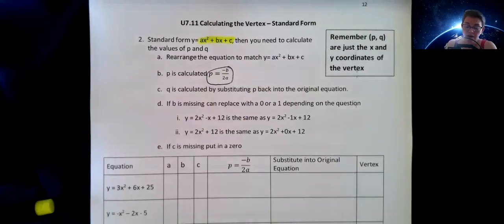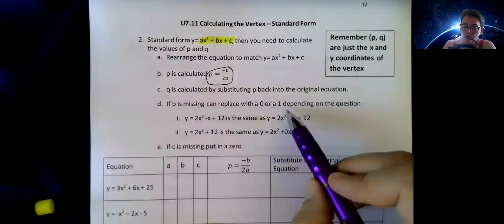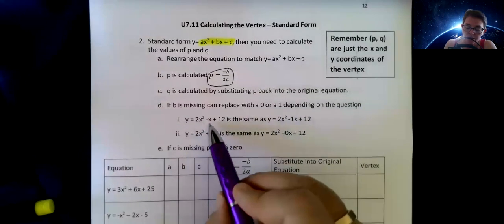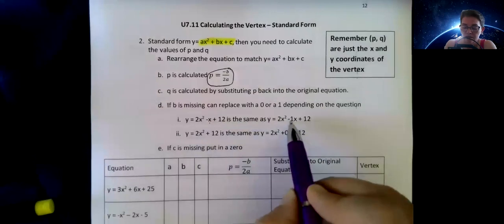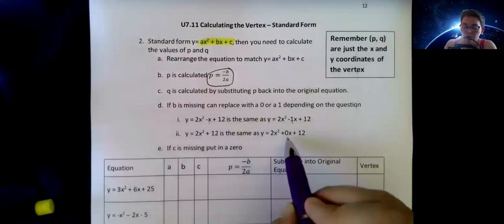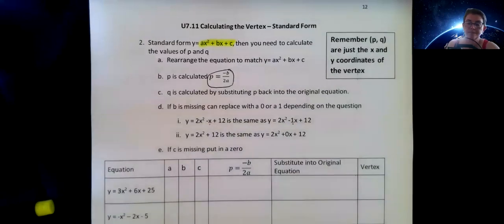If B is missing, you can replace it with a 0 or a 1 depending on the question. If the x is actually there, then you put a 1. If there's no x at all, then you put a 0. All right, let's see how we do.